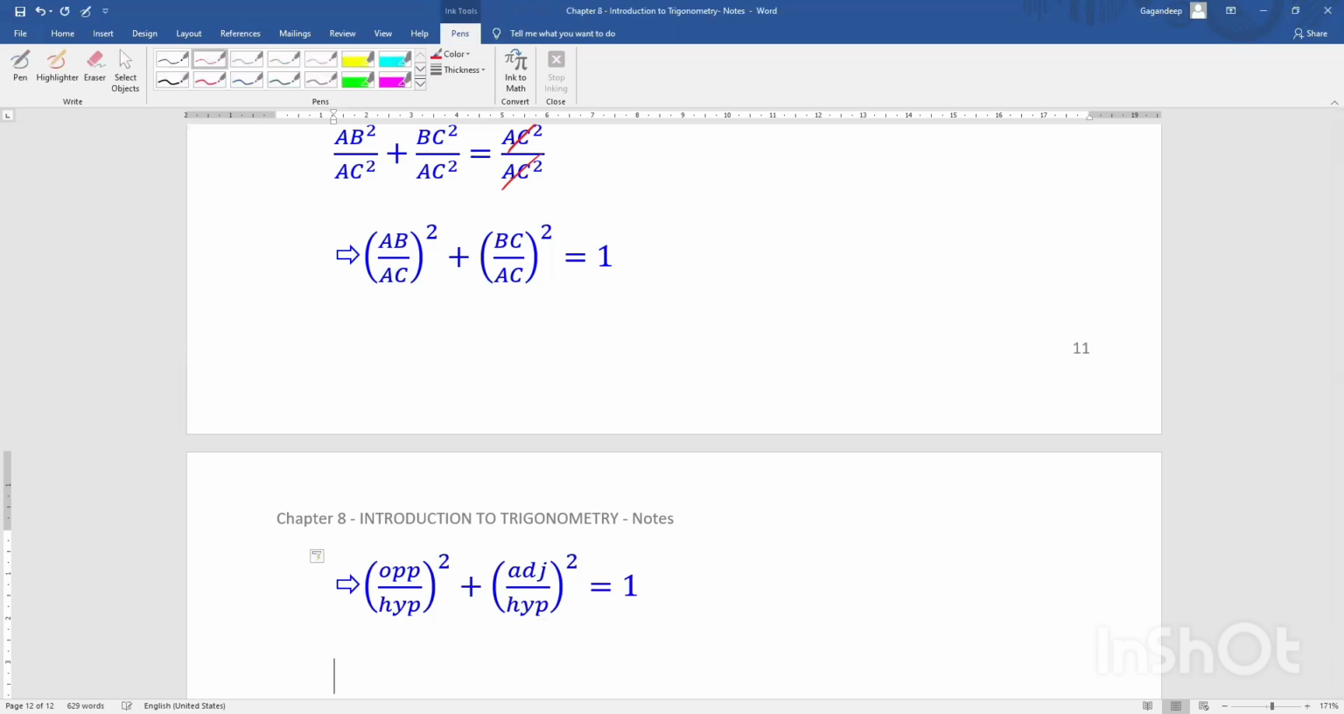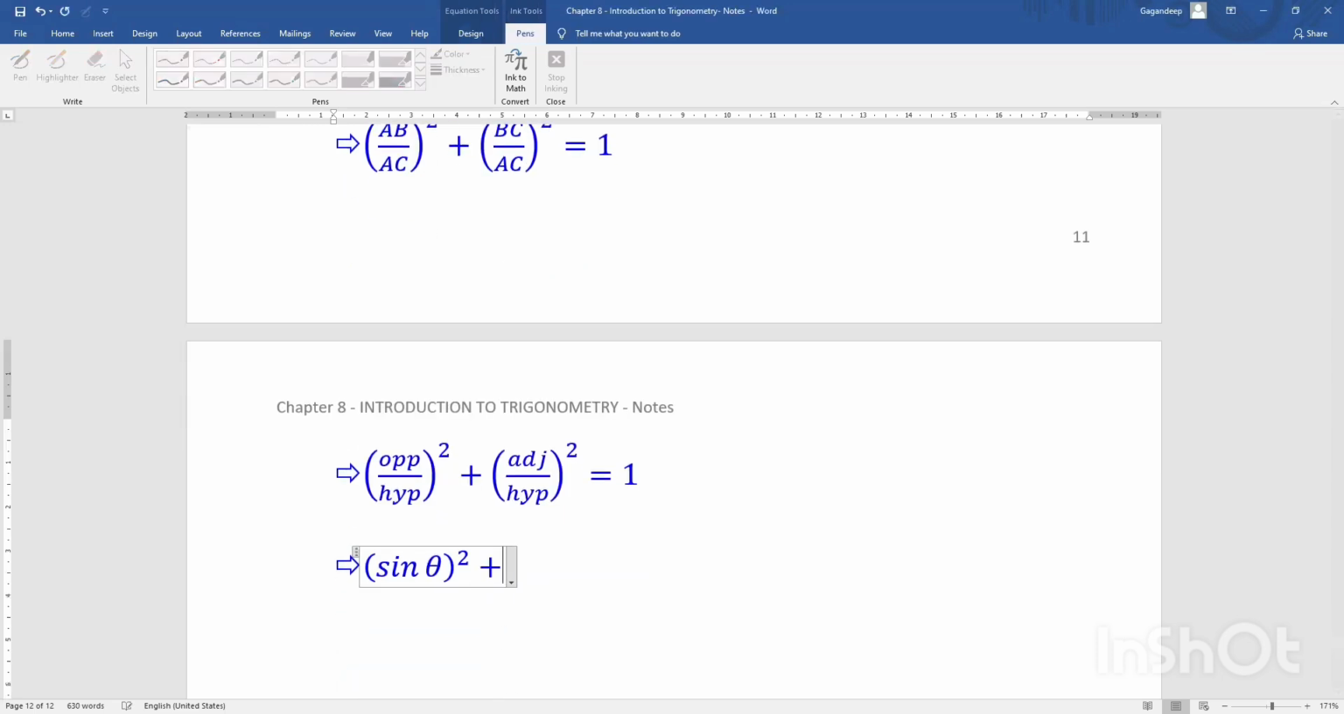Next step, opposite by hypotenuse is sine theta, so sine theta the whole square, plus adjacent by hypotenuse whole square is cos theta whole square, equals 1. So we can write sine square theta plus cos square theta. Sine theta whole square becomes sine square theta and cos theta whole square is cos square theta. It's equal to 1.